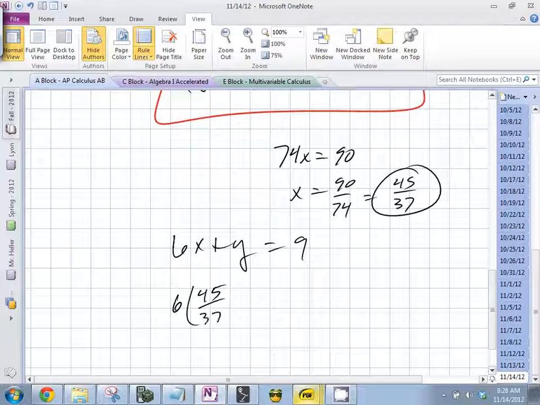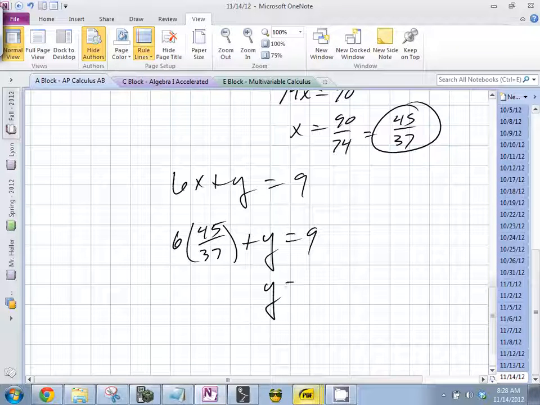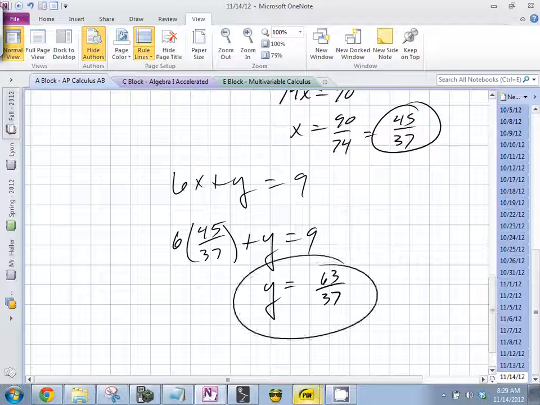And who has the answer to this? I don't really want to think about it. y equals what? 63 over 37? So the final answer would be 45 over 37, comma, 63 over 37. There it is, right there. Good. That's it.